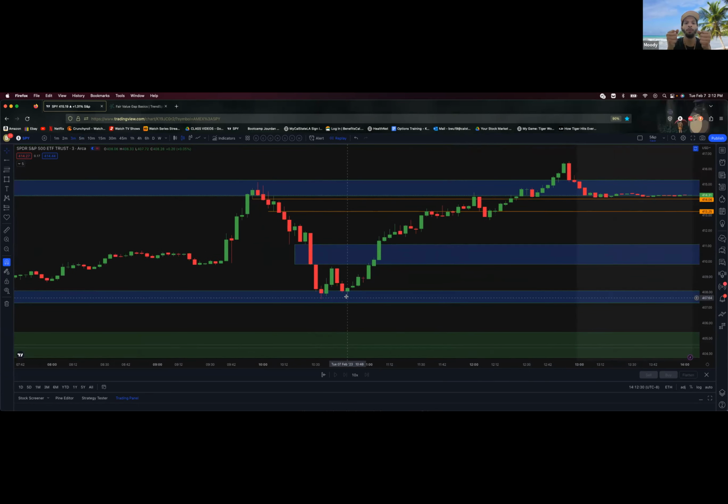I'm automatically seeing a cup and handle. I don't even care about the tweezer tops that are coming in between. I'm automatically seeing a cup and handle, right? And I was on a one-on-one session doing it live, and I was like, no, the price is going to go up here. They're going to keep ripping this back up. Why? Because it's all about swing highs and swing lows.